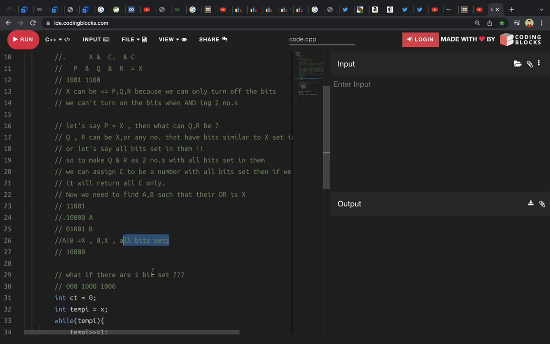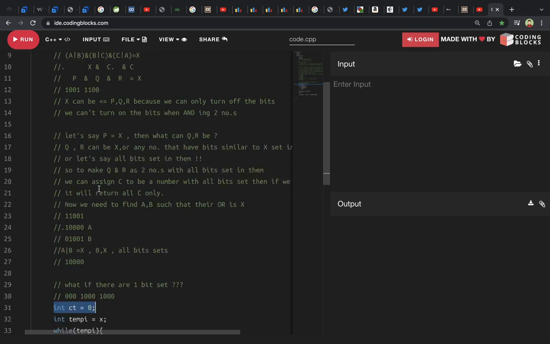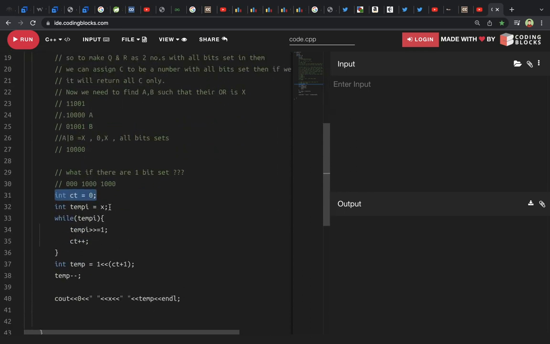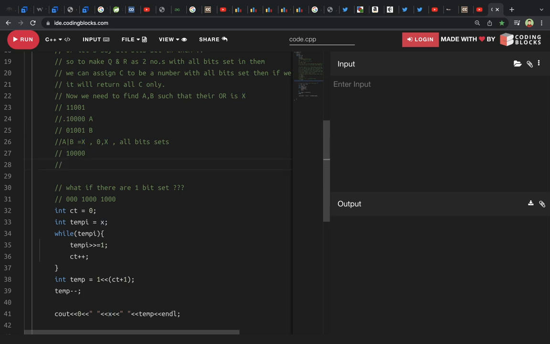So how do I do that in code? Okay, so I just declare a count variable. What I'm doing right now is basically finding a number that has all bits set and that is greater than this x. Let's say the highest set bit in x. I'm just finding the highest set bit and then making a number with all ones set in it, greater than x. Let me explain.